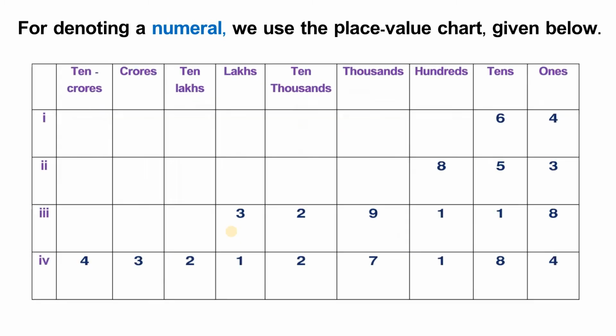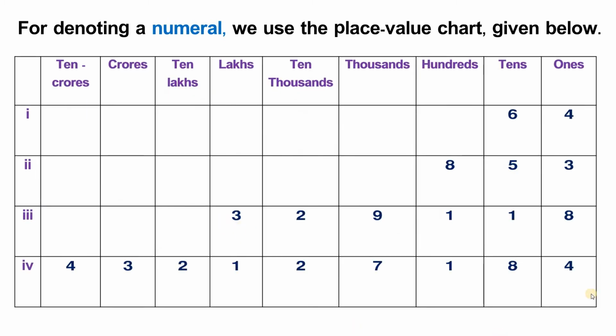For denoting a numeral, we use the place value chart. Coming from the right side: ones, tens, hundreds, thousands, 10,000s, lakhs, 10 lakhs, crores and 10 crores. See the first example, 6 tens and 4 ones combined is 64. That means 6 tens is 60, and 4 ones is 4, so 64.